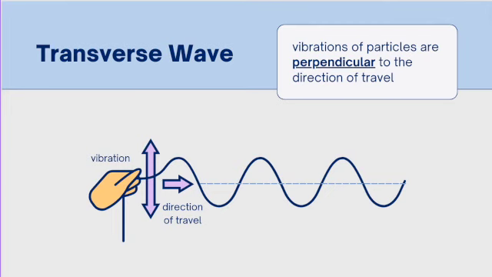The first type of wave we're going to talk about is a transverse wave. A transverse wave has vibrations of particles that are perpendicular to the direction of travel. So as you see in this picture right here, the vibration is moving up and down, and the direction of the wave is moving perpendicular to that.